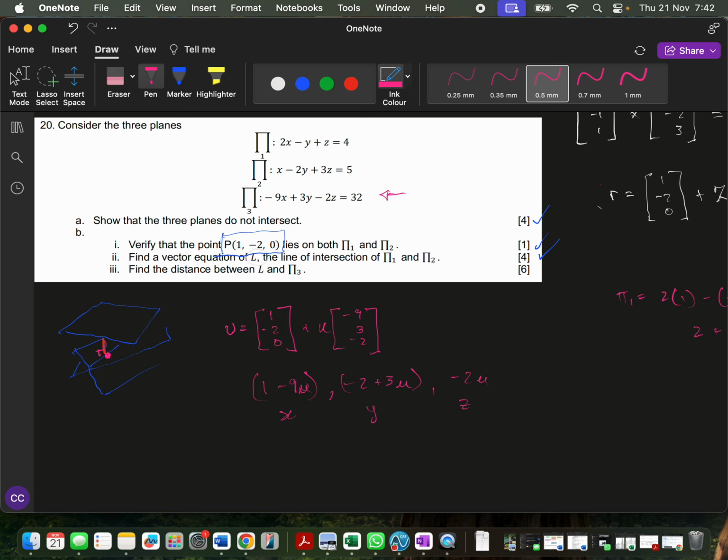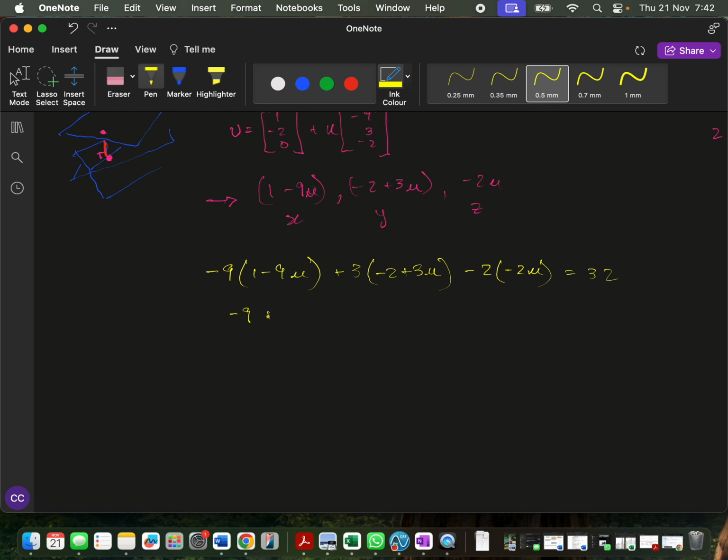All right. So in order to figure out what that mu is, I'm going to figure out where any point on that line connects here. So this is what we're finding. So I'm going to insert this into here. Doing that, I would end up with -9 times (1 minus 9 mu's), plus 3 times (-2 plus 3 mu's), minus 2 times (-2 mu's). And all of that has to be equal to 32.